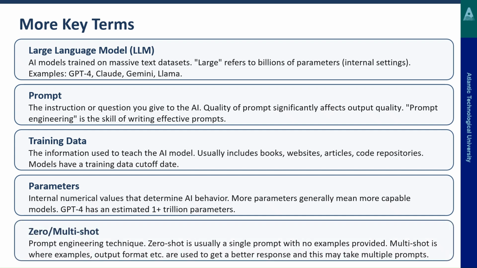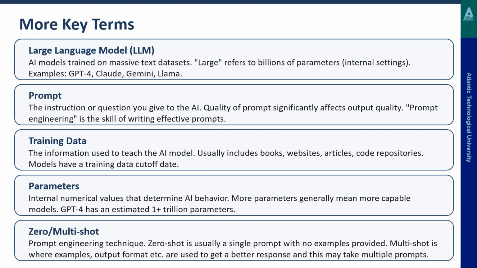Then, when we're talking about prompts and prompt engineering, we have things known as zero-shot prompts or multi-shot prompts. This is just a prompt engineering technique. Zero-shot is usually a single prompt and no examples are provided. Multi-shot is where we will have examples, we will have output format, and loads of different, more specific instructions that we give the generative AI tool, and this will normally give us a better response. We call it multi-shot because normally it might take multiple prompts. You might not get it all within a single prompt.